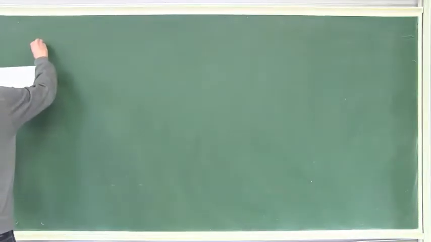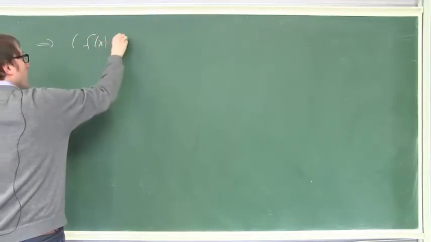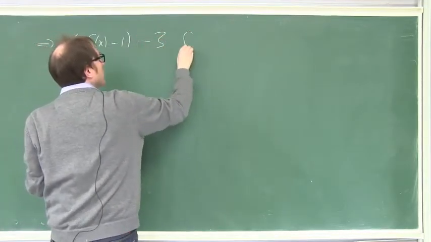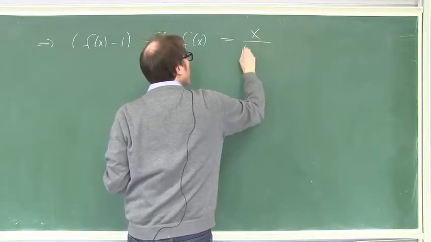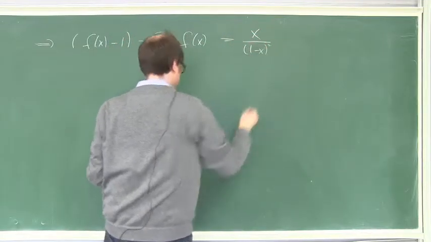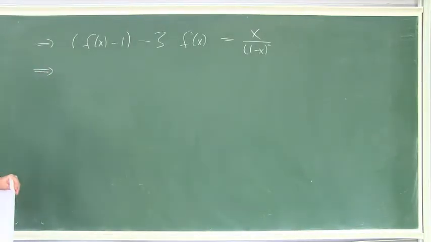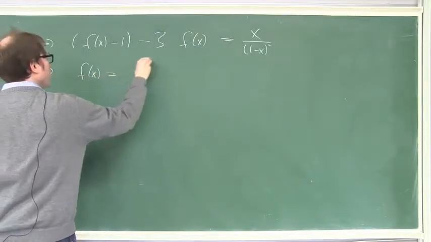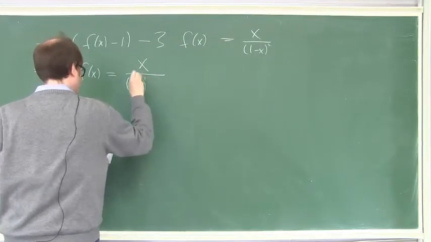So summing up, what I just had there was f of x minus 1 minus 3 times f of x equal to x divided by 1 minus x squared. And so let's just solve for f of x. What do we get? Well, it's not hard. Get this.